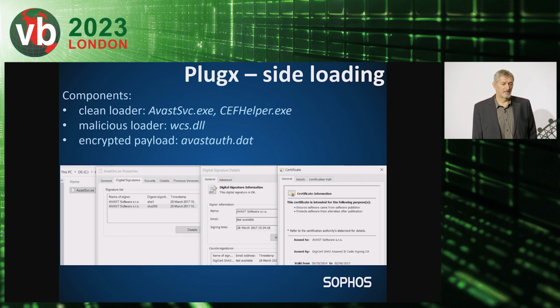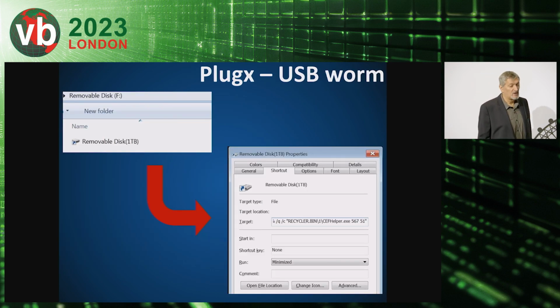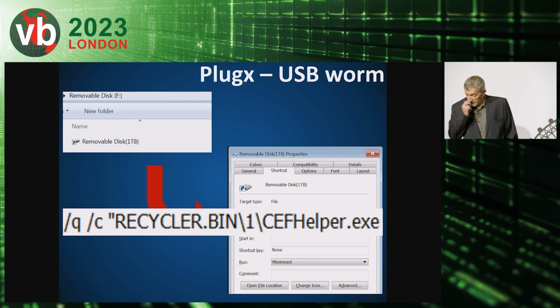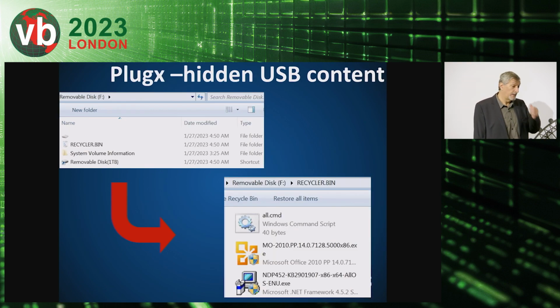We have a clean loader by Avast, a malicious loader, and an encrypted payload, just the usual PlugX scenario. The interesting part is the USB infection. If you look at an infected USB, it would appear that it contains another drive within the disk, but that drive is just an illusion. It's really a Windows shortcut file having an icon of the removable drive. Actually, it will execute a file, a clean loader of the DLL sideloading components from the recycle bin directory.